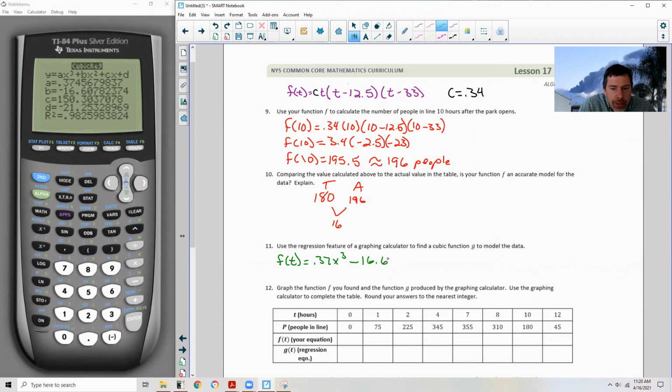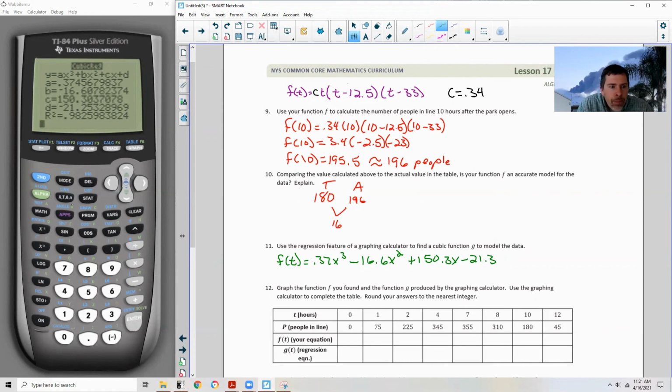Minus 16.6 x squared. My c is 150. C is the linear coefficient. That's going to be plus 150.3 x. And then finally, d is minus 21.25 or minus 21.3. I just rounded them all to the tenth. So use the regression feature of the graphing calculator to find the cubic function to model the data.